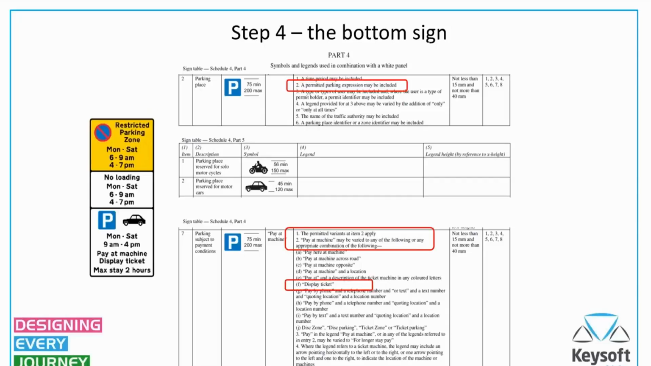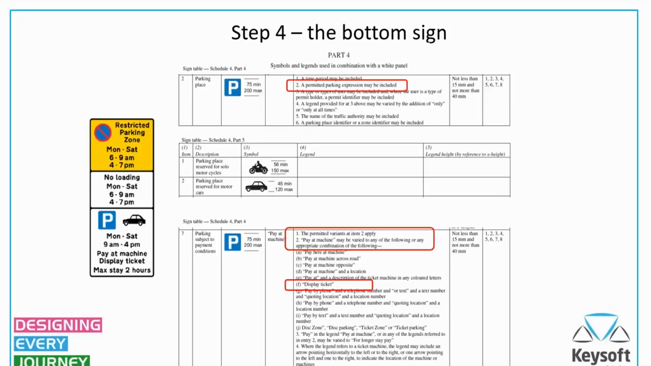Underneath there, of course, there's quite a bit more text. It's pay at machine, display ticket, and maximum stay 2 hours. So first of all, I'll mention the maximum stay 2 hours. Underneath where it mentions a time period may be included, it also said a permitted parking expression may be included, which is the maximum stay 2 hours. And then further down in item 7, it says permitted variants of item 2 apply, such as pay at machine, and any combination of the following.